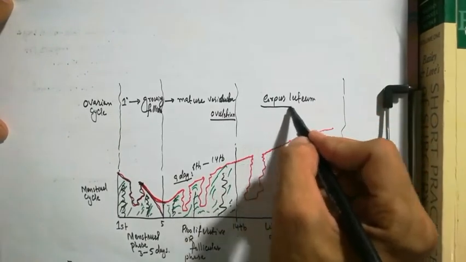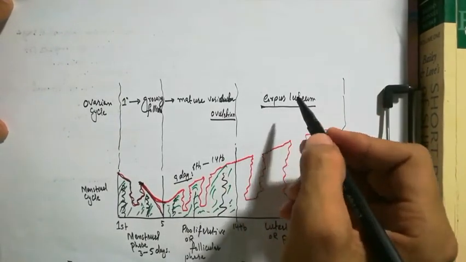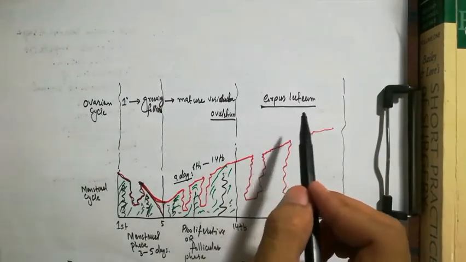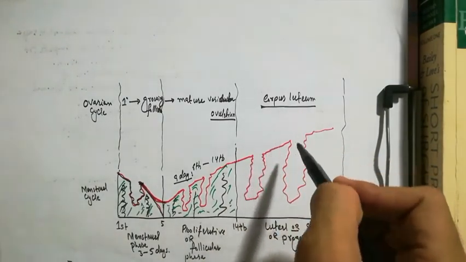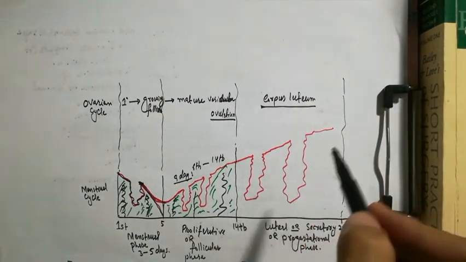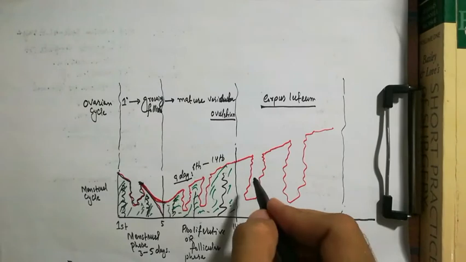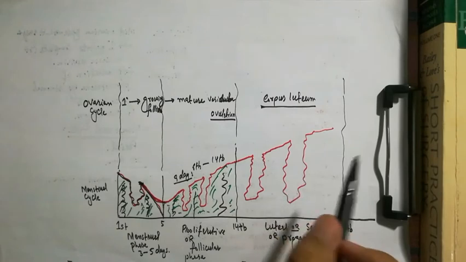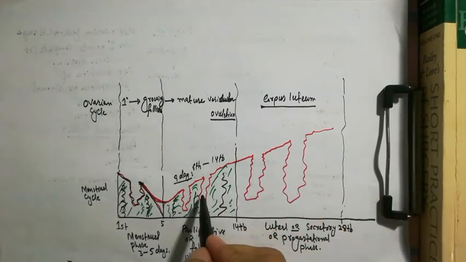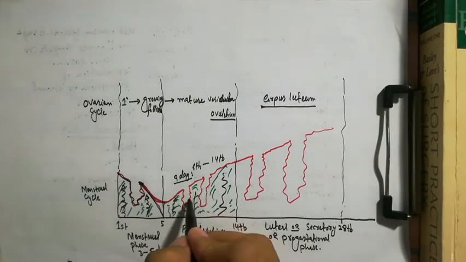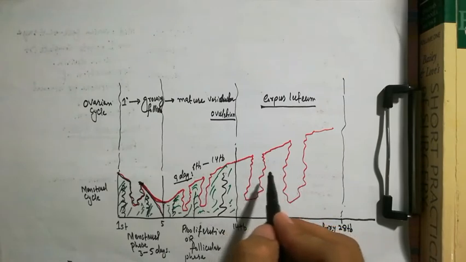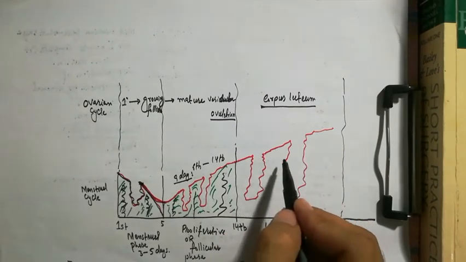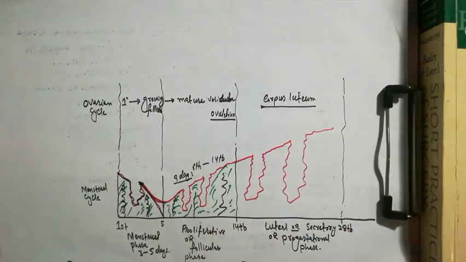Corpus luteum is present in ovaries, which secretes progesterone and estrogen, and this progesterone and estrogen act on endometrial tissue. Progesterone acts on endometrial glands. Endometrial glands are enlarged. They become more wide and tortuous. See here, endometrial glands are small and less wide. Here endometrial glands are more wide. They become more tortuous under the influence of progesterone.